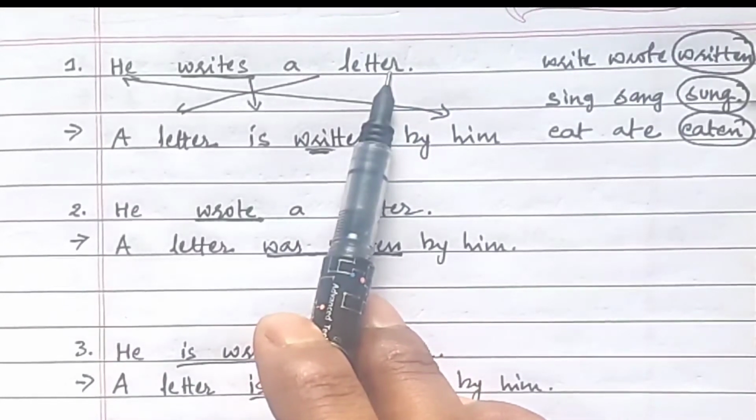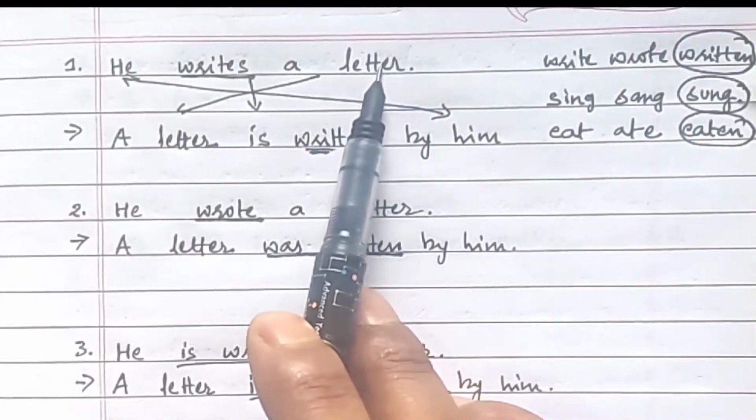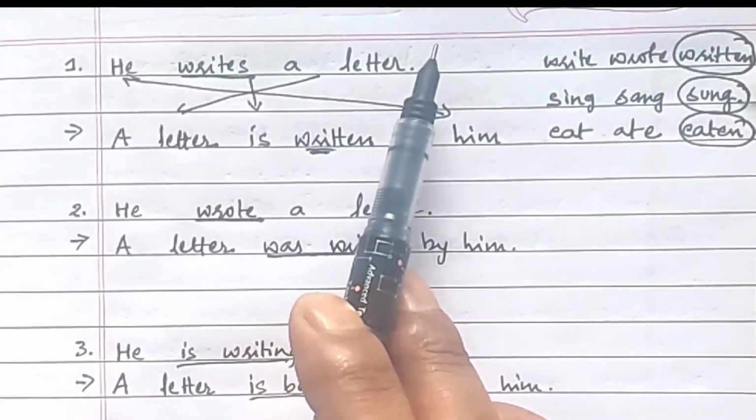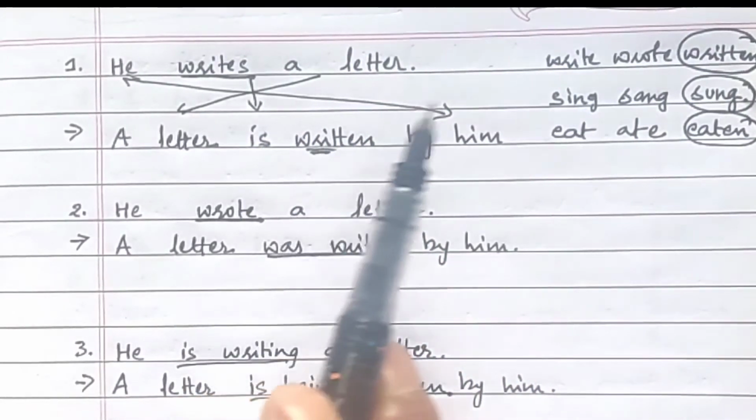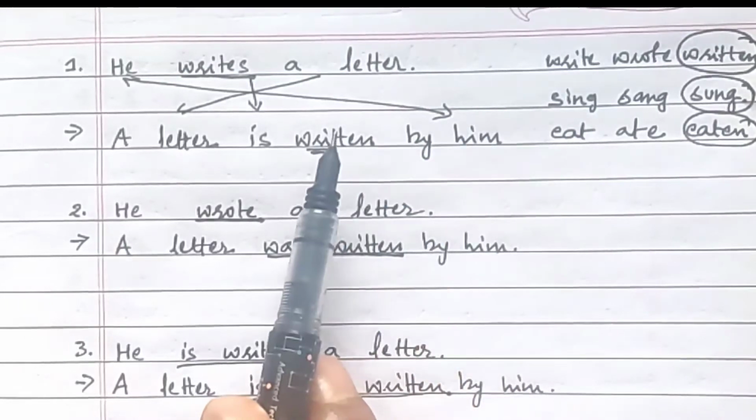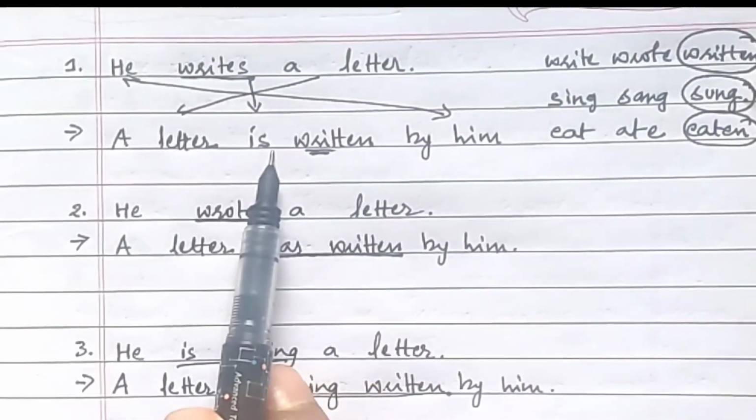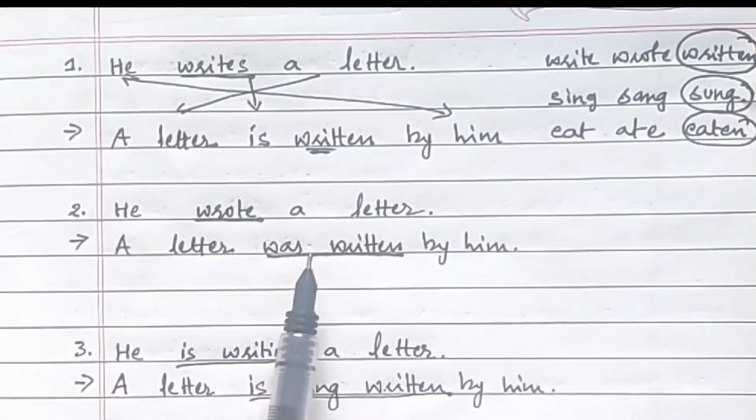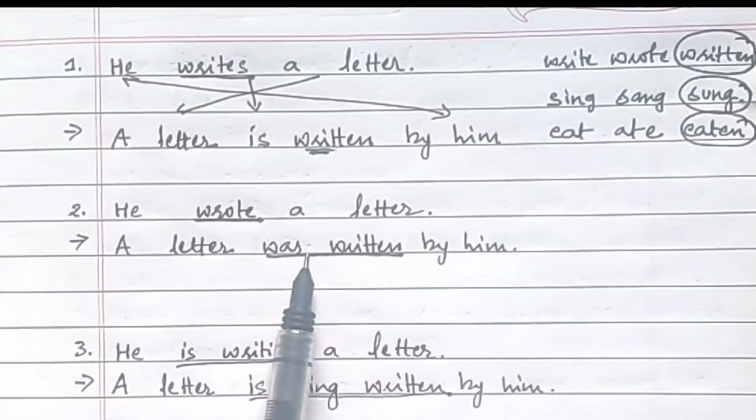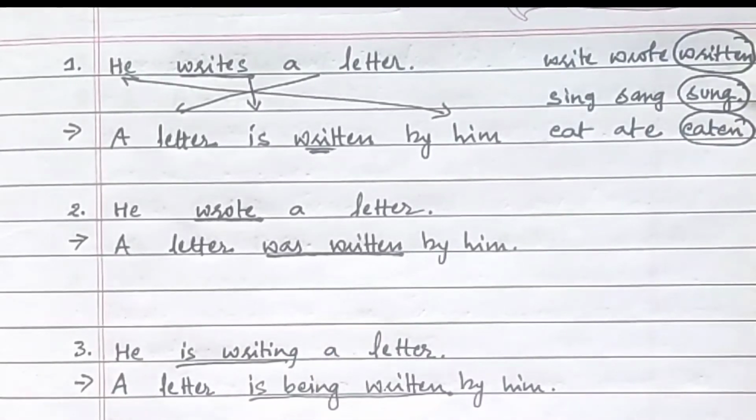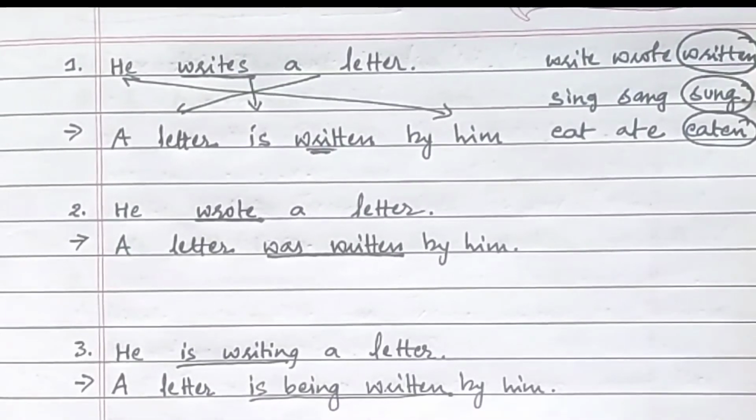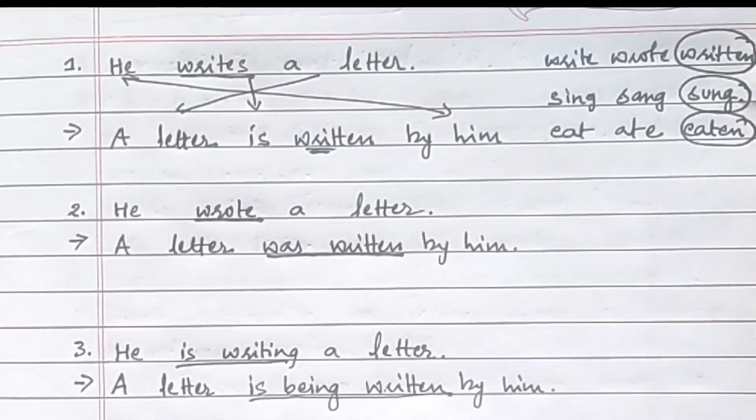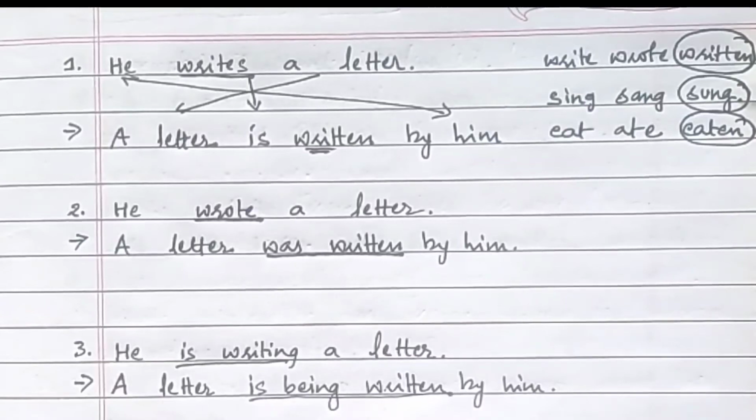And you can see here I have written he writes a letter, a letter is written by him. Sometimes the object could be plural also. Suppose if it was letters, then at that time we have to write letters are written by him. Okay, instead of is it will be are. And similarly here also were, instead of was it would have been were. So you have to remember whether the object is singular or plural. If it is plural you have to use plural verb. You know that subject verb agreement.